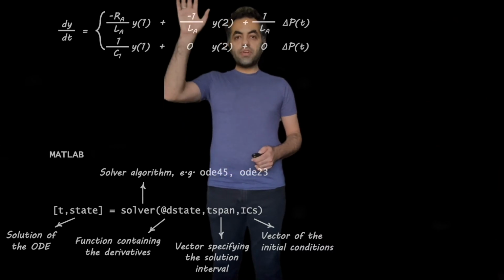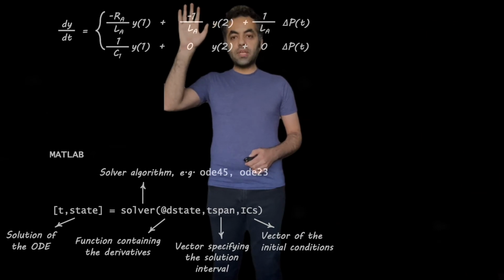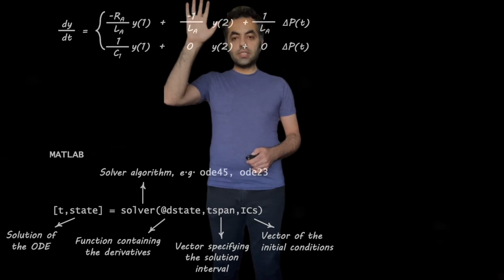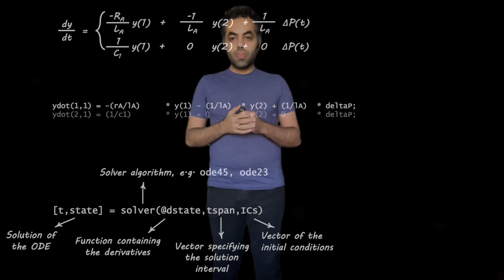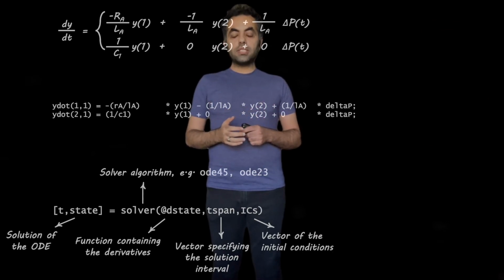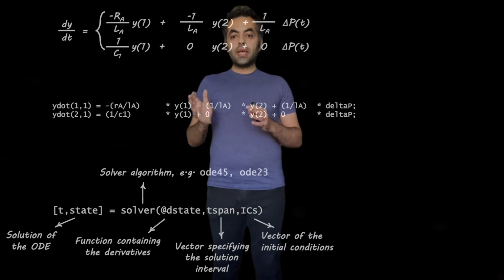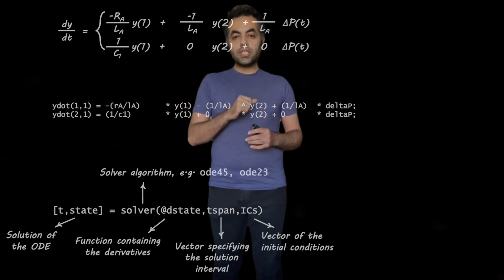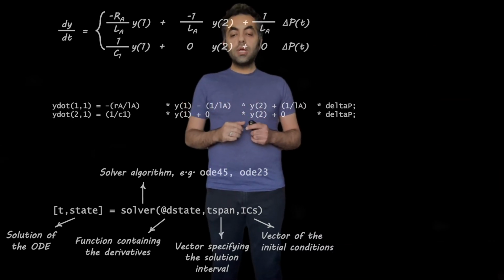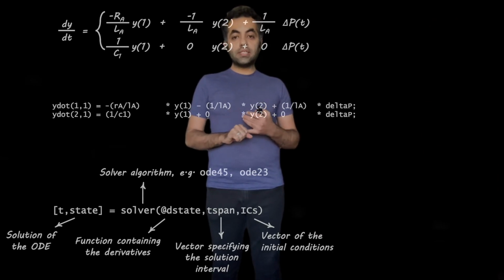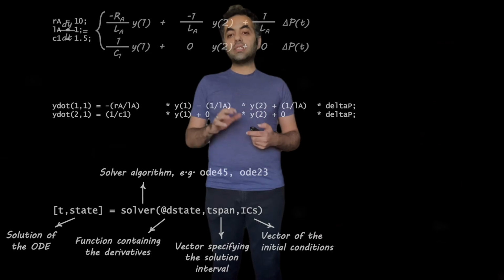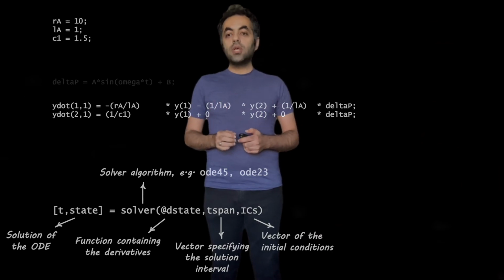If we write the first equation in this set of equations in MATLAB syntax, we get something like this. And then for the second equation, similarly, we get this equation here. Now, in these equations, we said that we assume RA, LA, C1, and delta P are known. Let's give them some random values.